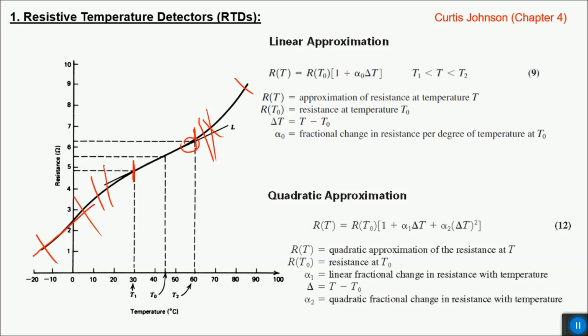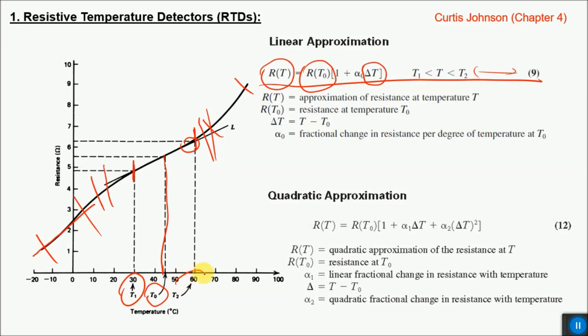The linear approximation is expressed using this equation number 9, where the actual, measured resistance of that RTD is related to the change in temperature through this equation. RT naught is the resistance at temperature T naught, that is the middle temperature of this range. Right now we are talking about this range, 30 to 60 degrees. T1 is the minimum temperature, T2 is the maximum temperature, and T naught is the temperature in the middle of this range.